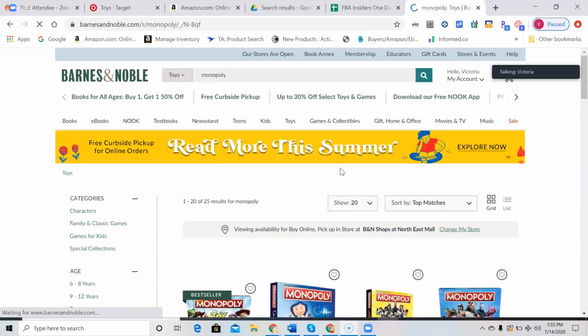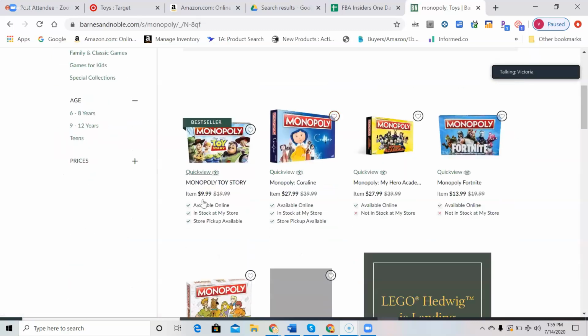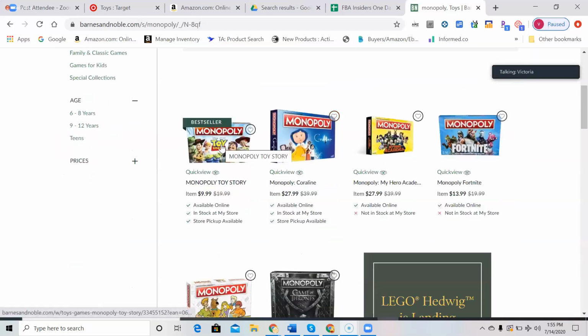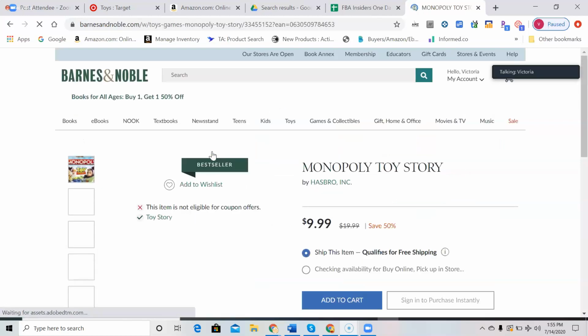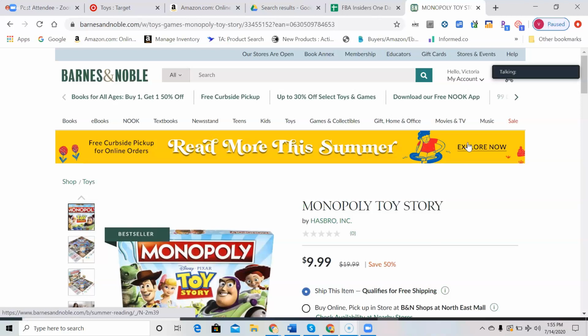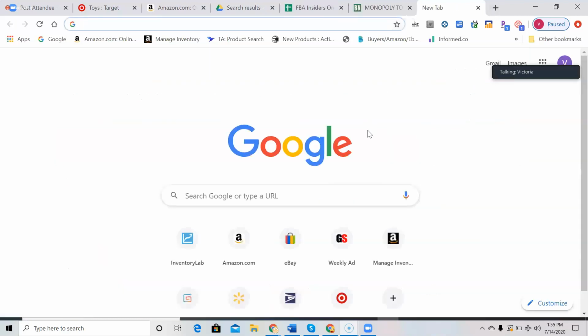And kind of see what else they have that's on sale. So they have a Toy Story Monopoly that looks like it's 50% off. So it's $9.99. So we would just go to Amazon.